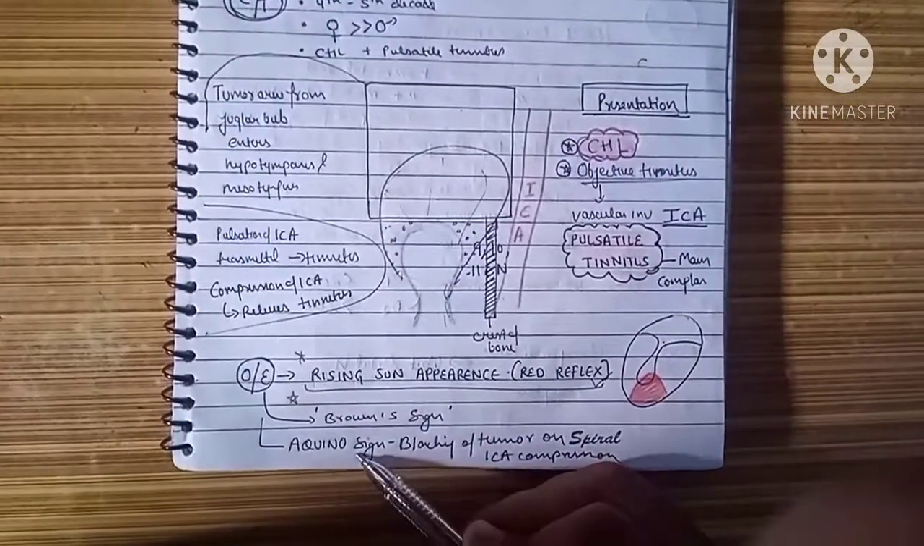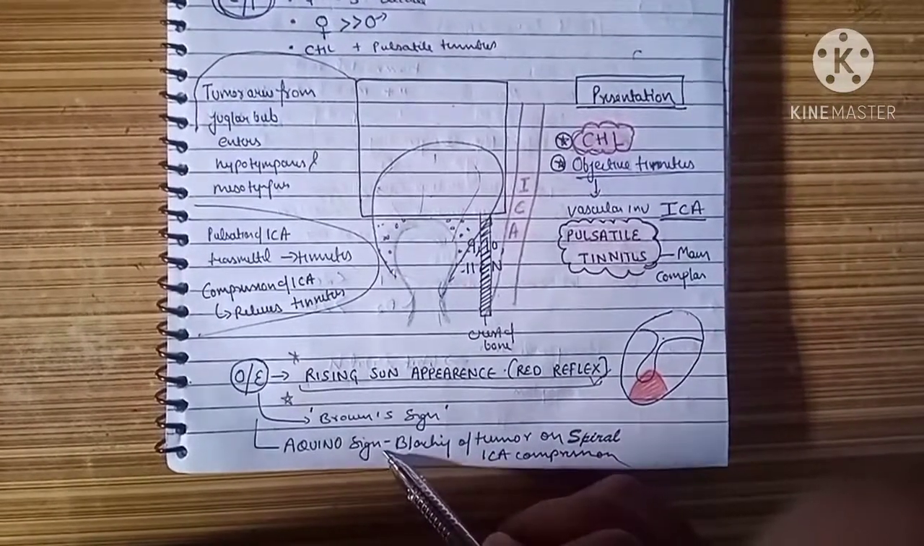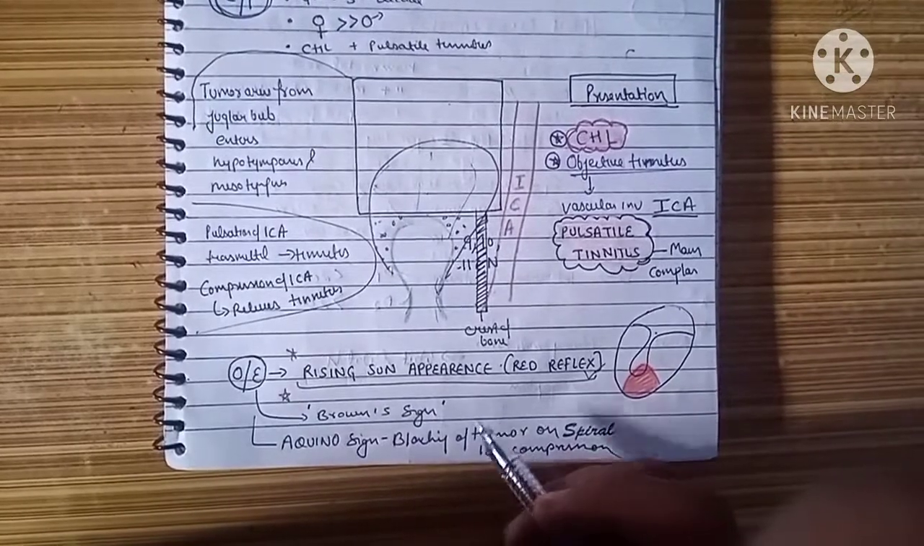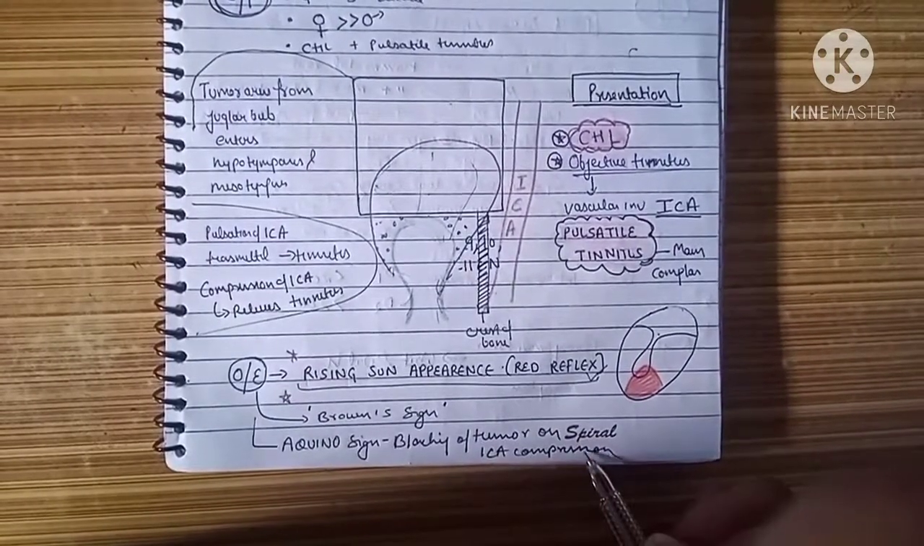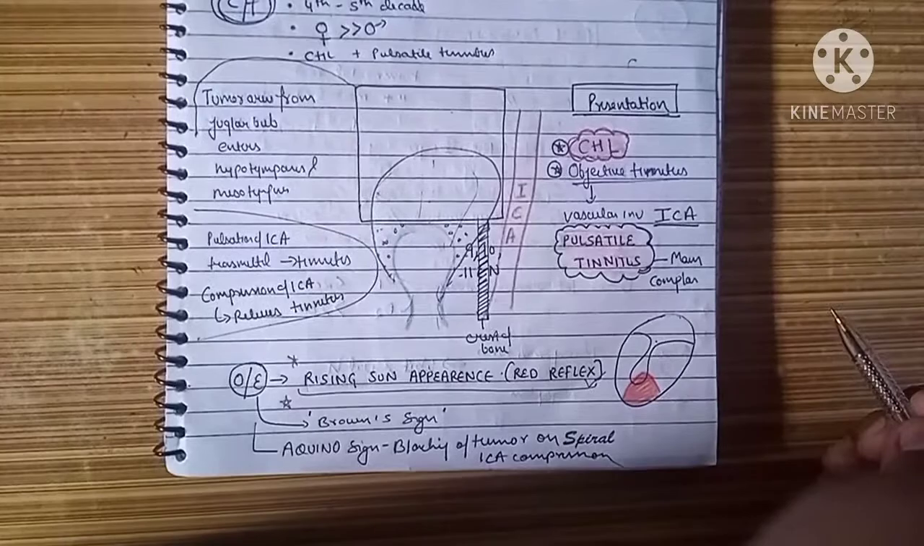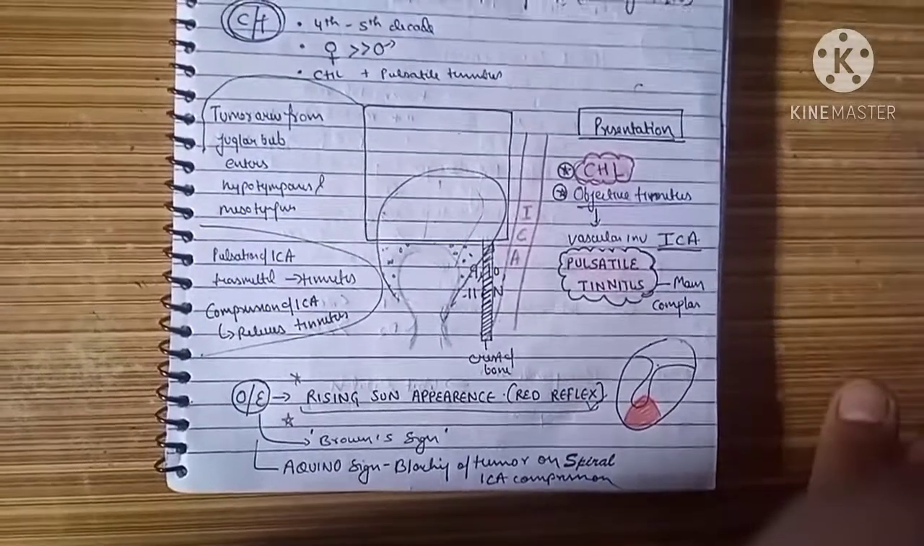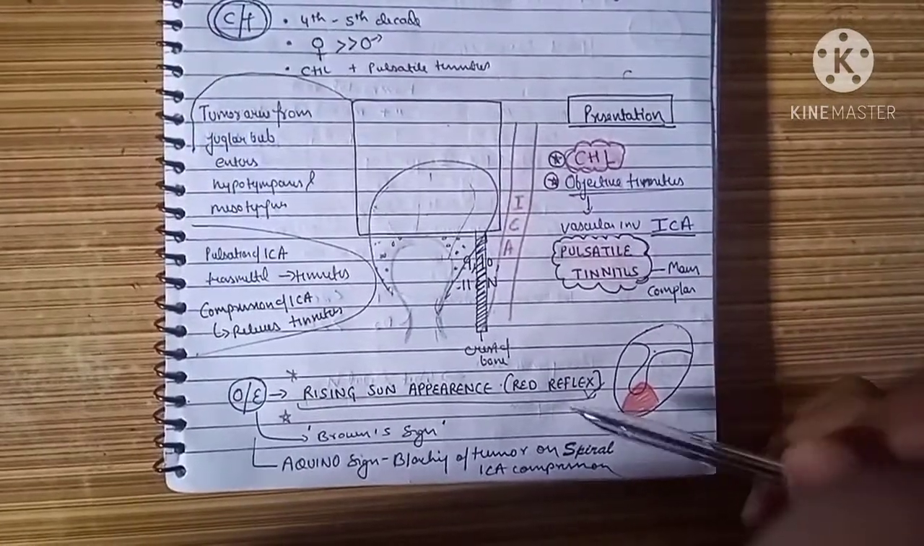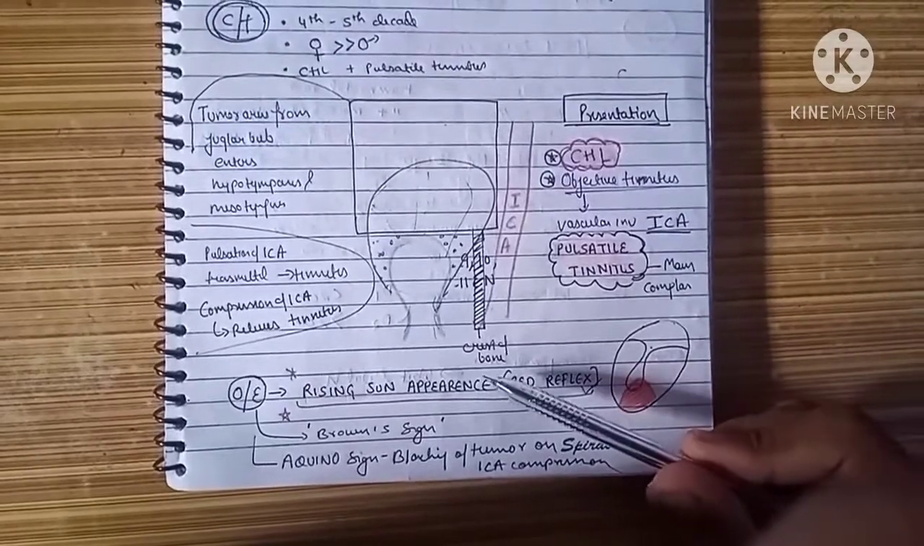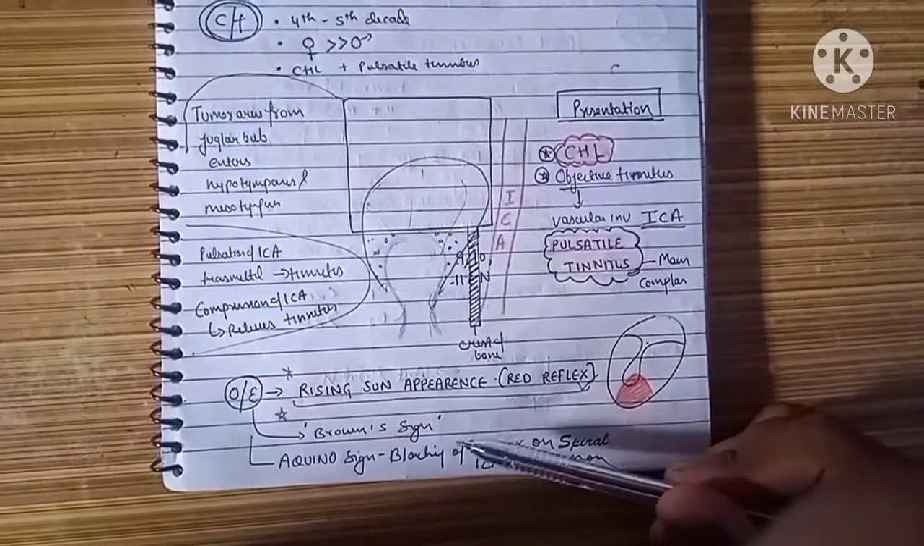The third sign is the Aquino sign. This is when we apply pressure on the internal carotid artery. When we compress the internal carotid artery, there is blanching of this tumor. So we studied about three signs: the red reflex or the rising sun appearance, the pulsation sign, and the Aquino sign.